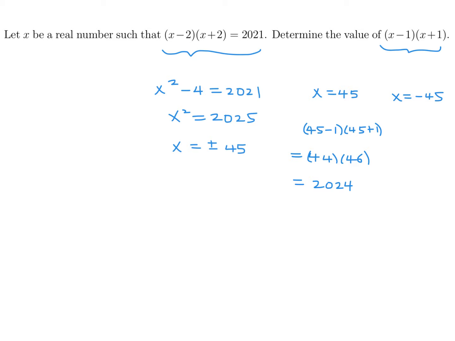And let's see what happens with x equals minus 45. It would be (minus 45 minus 1) times (minus 45 plus 1), which is the same as minus 46 times minus 44, which will also be 2024.